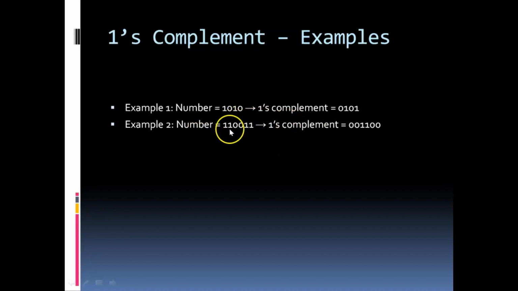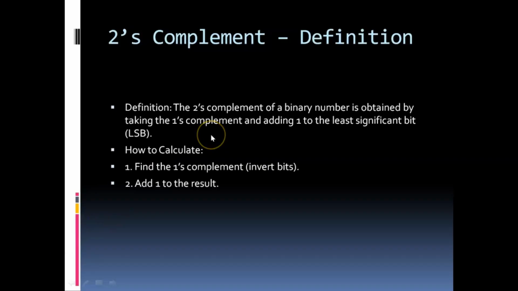Similarly, for the second number you can see here all the numbers are inverted. Next one is how to find 2's complement. Finding 2's complement is adding 1 to your 1's complement. So if you already got the 1's complement of a number, add 1 to it. In that case you will get the solution.